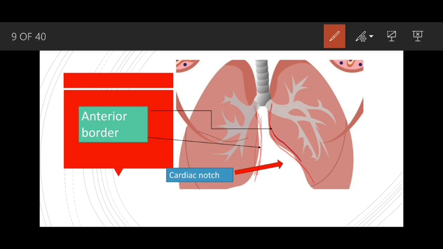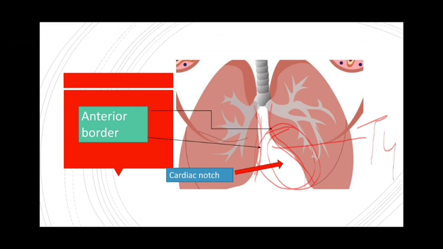And the left side having the notch is known as the cardiac notch, right? The cardiac notch is situated at the level of the fourth costal cartilage, right? This portion is situated at the T4 vertebral level, and this portion is not covered by the pericardium, right? So this is the anterior border.